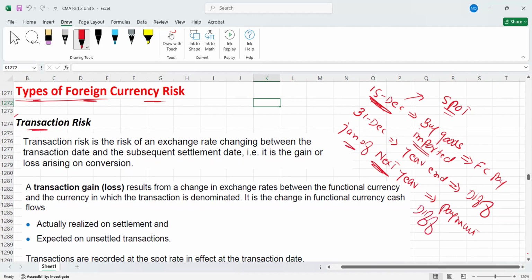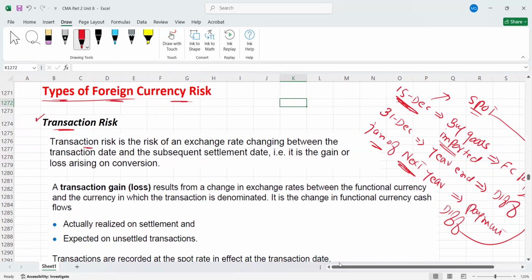Now the point is how you will consider the difference of these exchange rates. Obviously the fluctuations in the exchange rate can give you loss or it can give you profit. Both ways are possible. This is what is called transaction risk. Transaction risk is the risk of the exchange rate changing between the transaction date and the subsequent settlement date. At the transaction date the exchange rate could be different, and at the time of settlement it could be different. If we have year end in between, again at that time the exchange rate could be different.